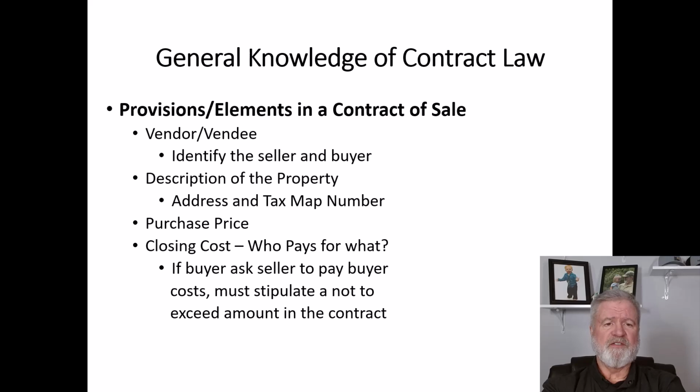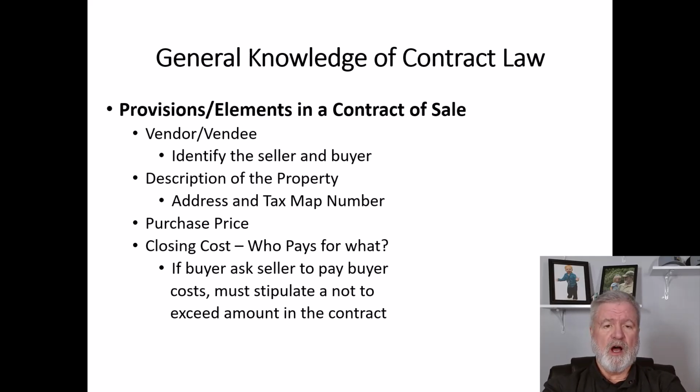Obviously, we have to identify who the buyer and the seller will be. Obviously, the seller would be the vendor. The buyer's the vendee. So, there's those OR and EE words again. Make sure you know who's who. We have to identify the property. The property description.